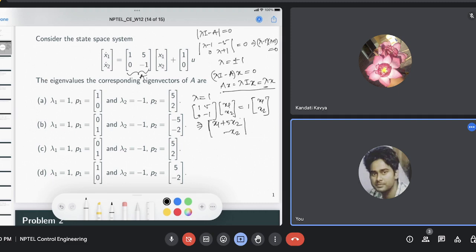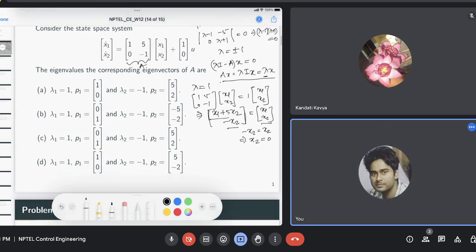Okay, so this equals x1, x2. So we see that minus x2 equals x2, which implies 2x2 equals 0, or x2 equals 0. And from the first condition, it is x1. Because x2 already is 0, x1 equals x1. So we see that any value of x1 will satisfy.